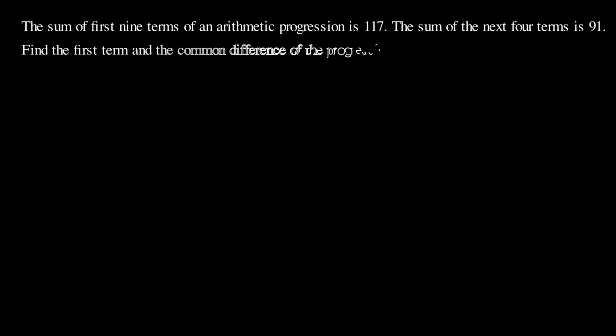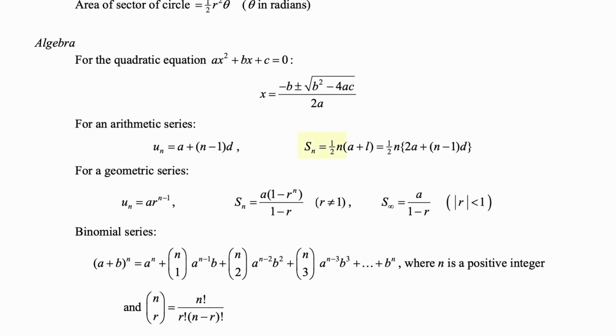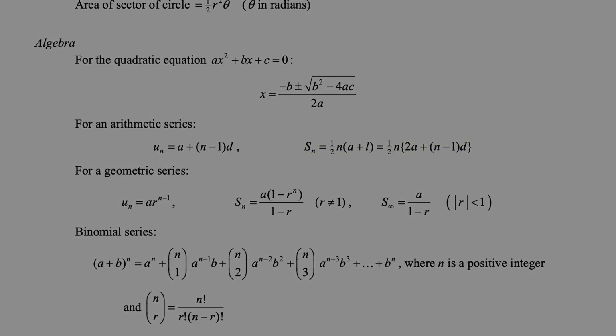The sum of the first 9 terms of an arithmetic progression is 117. The sum of the next 4 terms is 91. Find the first term and the common difference of the progression. The problem mentioned that this is an arithmetic progression, so it's a good idea to check out the MF19 formula sheet to find the exact formula of arithmetic progression. Alright, now that we have located the formula for the arithmetic series, let's try to write that down on our own paper.